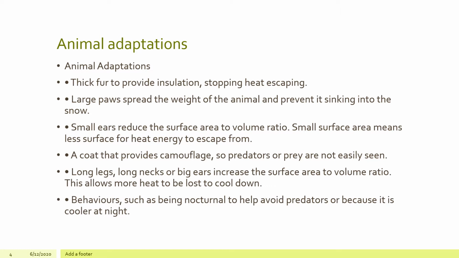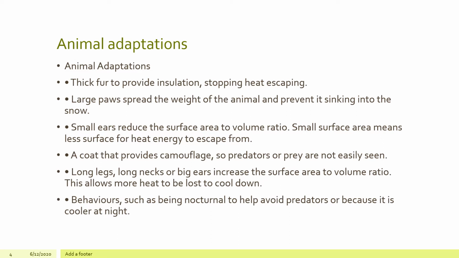In addition, polar bears have small ears to reduce the surface area to volume ratio. Small surface area means less surface for the heat energy to escape from, so they can contain all the limited heat energy they have, and be able to survive in the extreme temperatures. Also, they have a coat that provides camouflage so predators or prey do not easily see them, and they can camouflage themselves in the snow really easily.